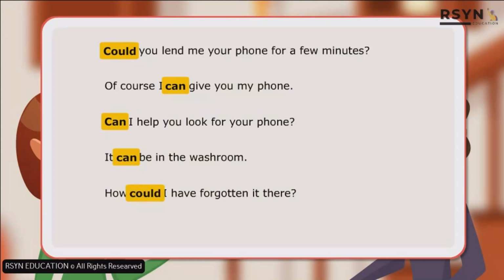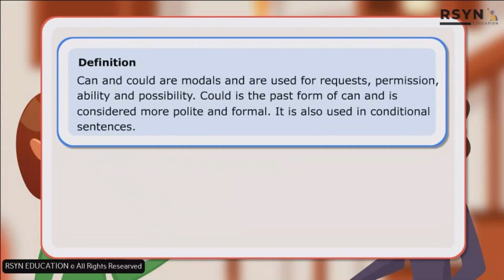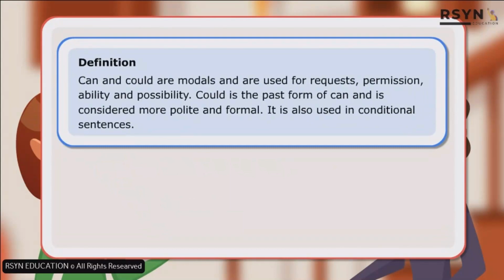Definition. Can and could are modals and are used for requests, permission, ability, and possibility. Could is the past form of can and is considered more polite and formal. It is also used in conditional sentences. Let us look at a few sentences.